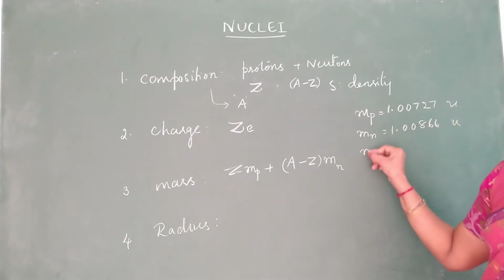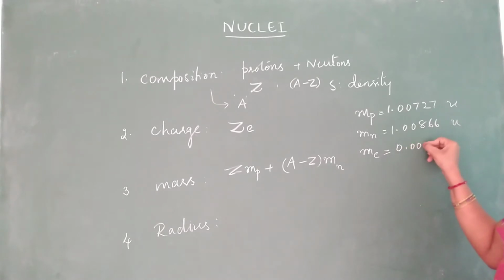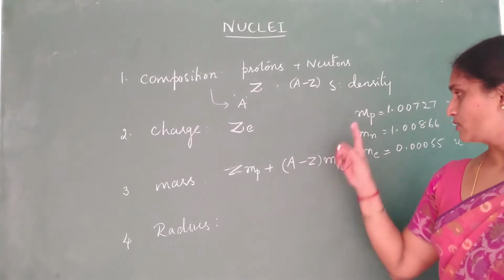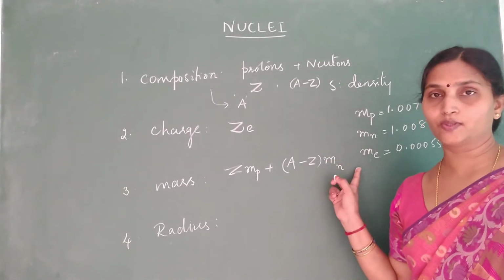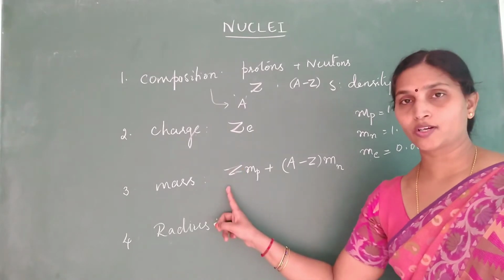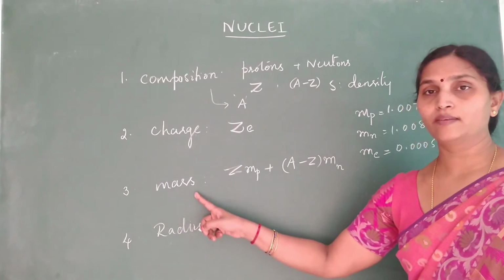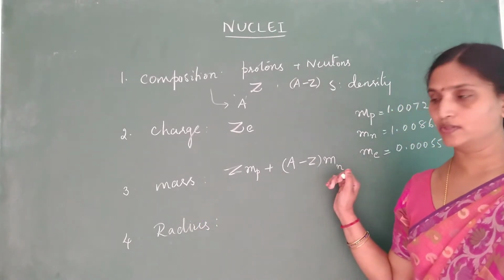Here itself I will also give you the mass of electron in atomic mass units. It's 0.00055 atomic mass units. So these are the masses of proton, neutron and electron in terms of amu. If you know the number of protons and the number of neutrons, you can easily find out the total mass of nucleus. So this is the formula for calculating the mass of nucleus.